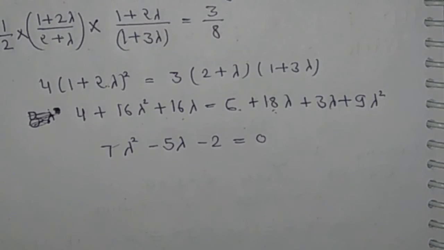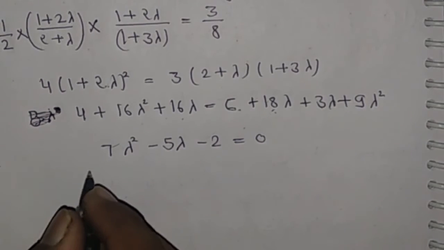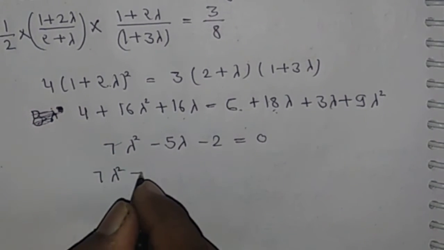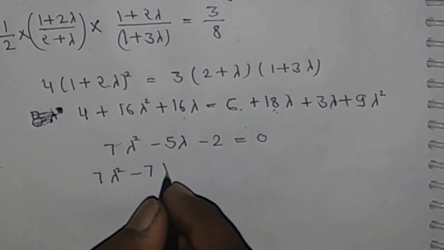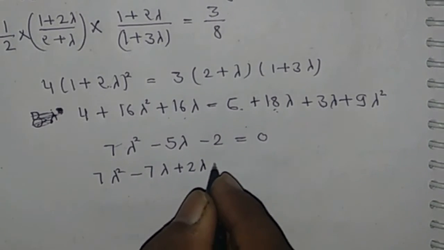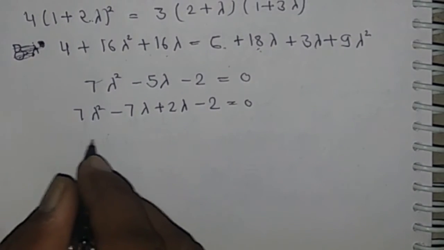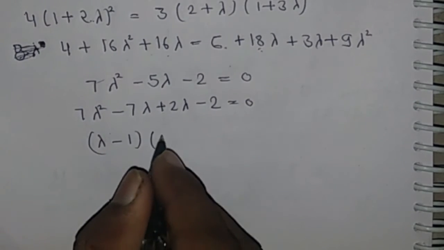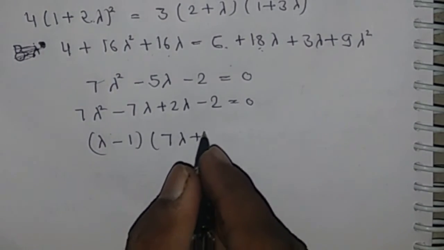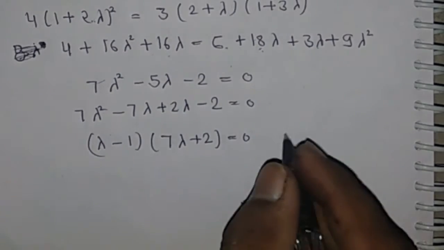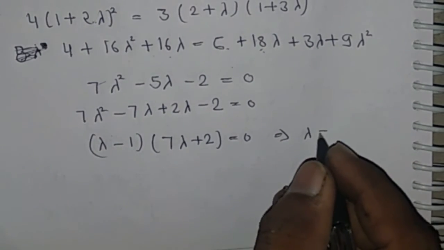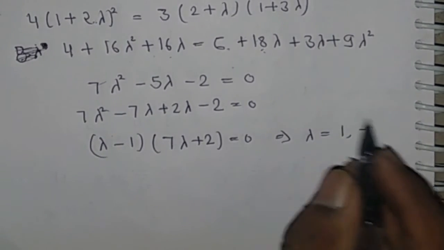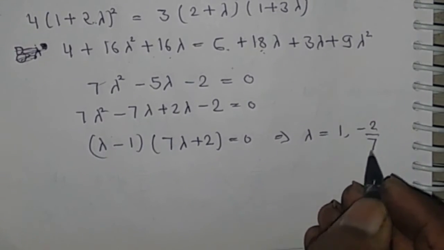Now we have to find two factors of 14 whose difference is 5. Then it is (lambda minus 1)(7 lambda plus 2) equal 0. Then the value of lambda is 1 or minus 2 by 7.